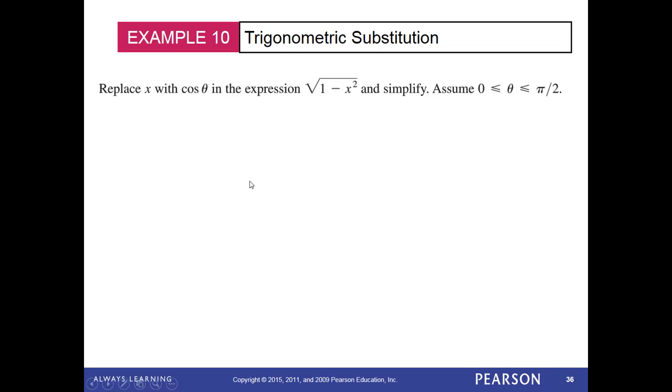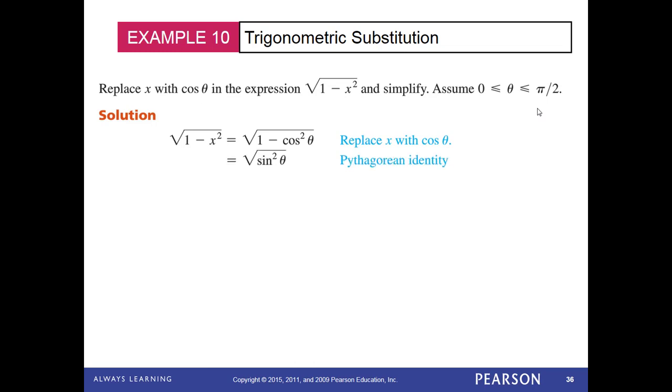So we're going to replace x with cosine theta in this expression, and then we're going to simplify it as much as possible. The condition is we're looking at a rotation of a unit circle from 0 degrees to pi over 2, which kind of means quadrant 1, right? So let's go for it here. This is the example from the textbook. We go from here, change it into cosine squared theta, and we have a Pythagorean Theorem identity that says that's just going to be sine squared theta. And because it's positive, we can take a square root of it, which is just sine theta. We use the positive side of it because it's in quadrant 1.